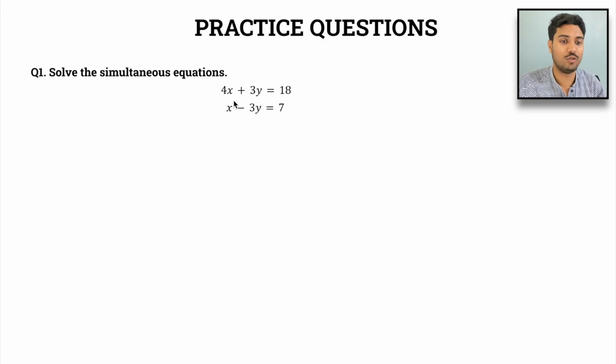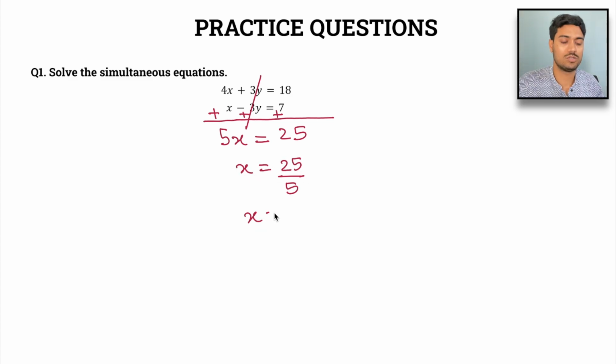So we have 4x plus 3y equals 18 and x minus 3y equals 7. Now I can clearly see I have 3y in the first equation and 3y in the second equation also. So I would better use the elimination method. I'll simply add them this time instead of subtracting, because one is positive, one is negative. If I add them, they will cancel out. 4x plus x is 5x, which equals 18 plus 7, which is 25. So x equals 25 over 5. So x equals 5, and that's the answer.